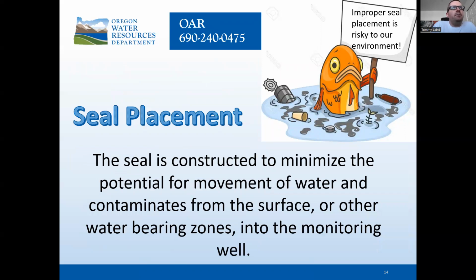Seal placement can be found in OAR 690-240-0475. The seal needs to be done in a manner to minimize the potential for movement of water and contaminants from the surface or other water-bearing zones into the monitoring well itself. As that lovely cartoon states, improper seal placement is risky to our environment and does not do a good job of protecting the resource.